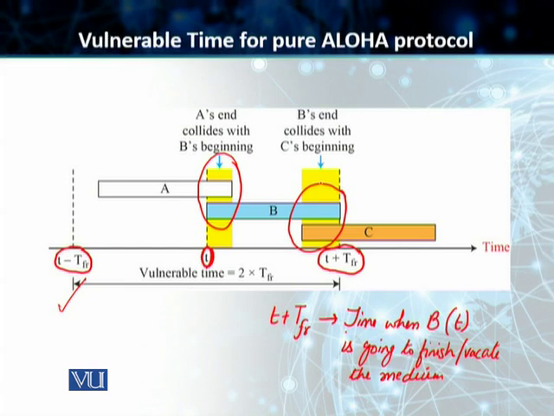In this particular case, students, as you can see, the pure Aloha vulnerable time, let's represent it by Vt, is equal to twice the frame transmission time. That is our vulnerable time for pure Aloha, and this is the time that defines the efficiency of our protocol.